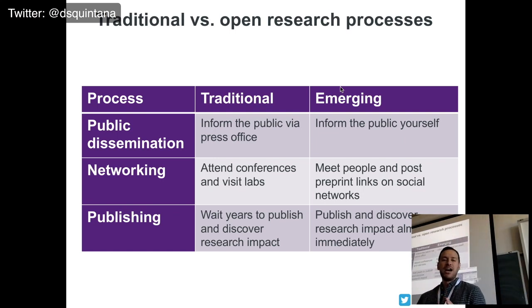Same thing with publishing. Traditionally, we post something and we wait for years to find out what the impact is, so to speak. Maybe you can be working on a project for years to figure out that no one's going to cite it. But the emerging way is you can actually post something which might start off as a blog post, it might start off as a preprint, and you can get that feedback.